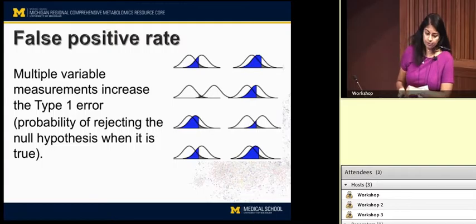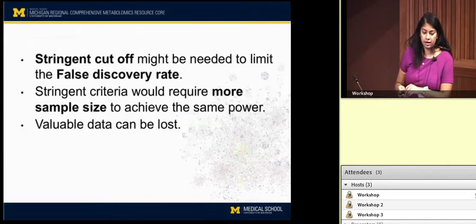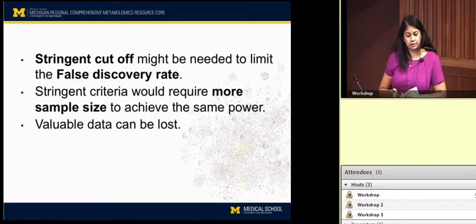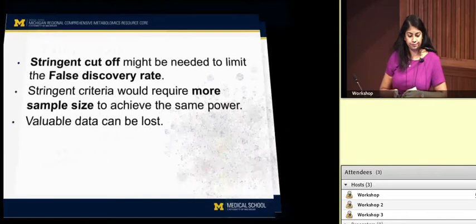The number of false positives increases; this causes an increase in the type 1 error of a study. Therefore, we have to use some statistical method to control for this. Therefore, we come up with a stringent cutoff to limit the false discovery rate. A stringent cutoff has two consequences. It means it needs more sample size to get the same power that you want. And it also means that because you're measuring multiple things at a time, valuable data can be suppressed by the stringent cutoff.